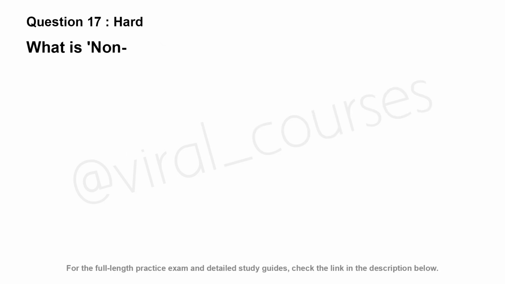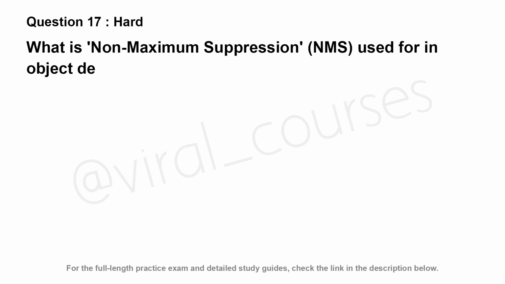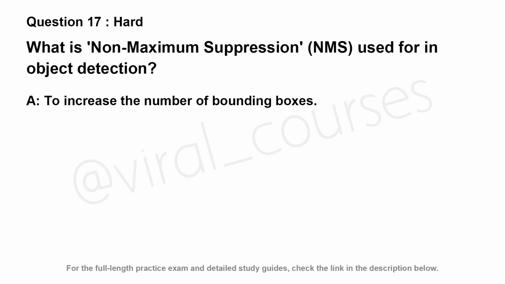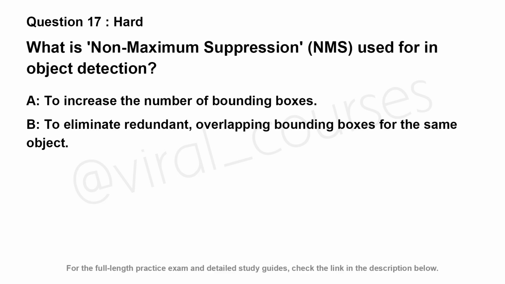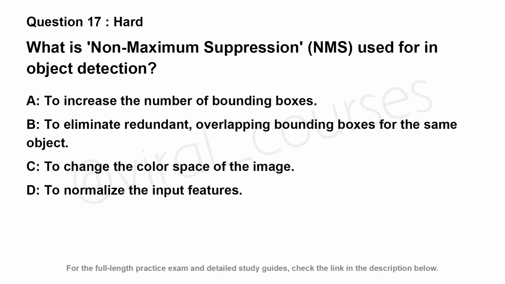What is non-maximum suppression, NMS, used for in object detection? Option A. To increase the number of bounding boxes. Option B. To eliminate redundant, overlapping bounding boxes for the same object. Option C. To change the color space of the image. Option D. To normalize the input features.